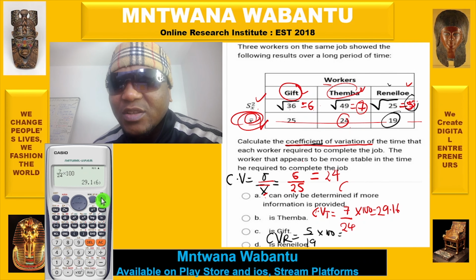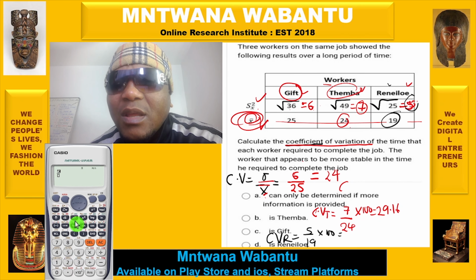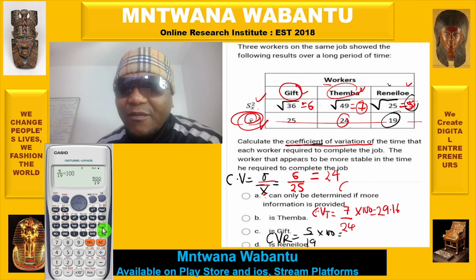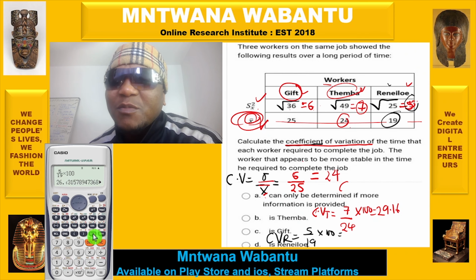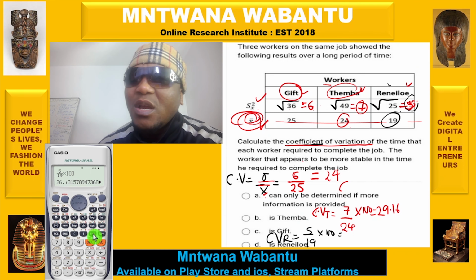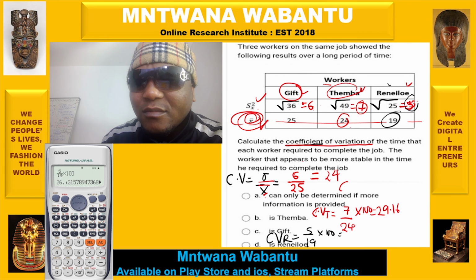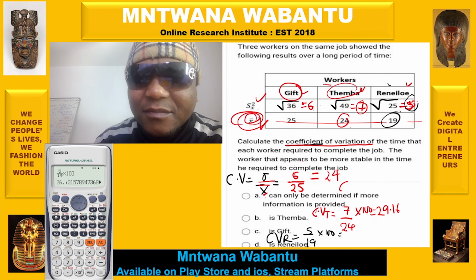So we're going to say coefficient of variation, you go to fraction, and then you say 5 over 19, and then you come and multiply by 100. So this is going to give us 500 over 19, and then press SD, which is going to be 26.315. But if you approximate, it's going to be 26.32 in 2 decimal places. 26.32.